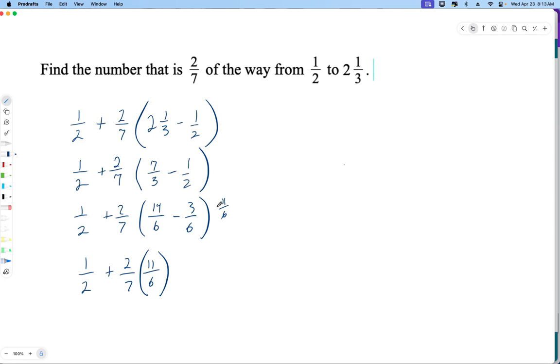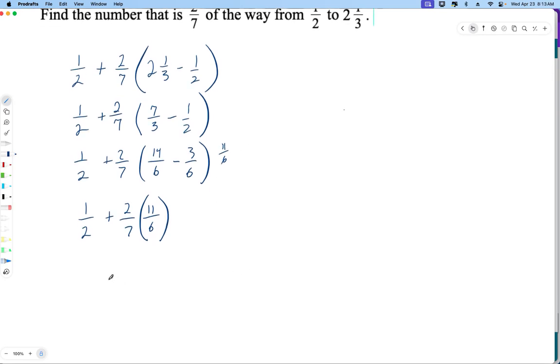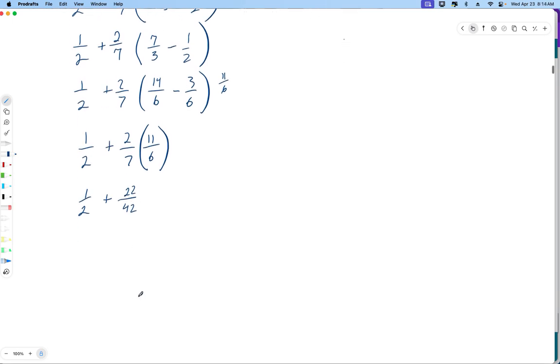Okay, so now we want to combine through multiplication. 22, 42. I can reduce that to make my life easier. So if I reduce this, if I divide this by 2, that's going to be 11. If I divide this by 2, that's going to be 21. So 1/2 plus 11 over 21.